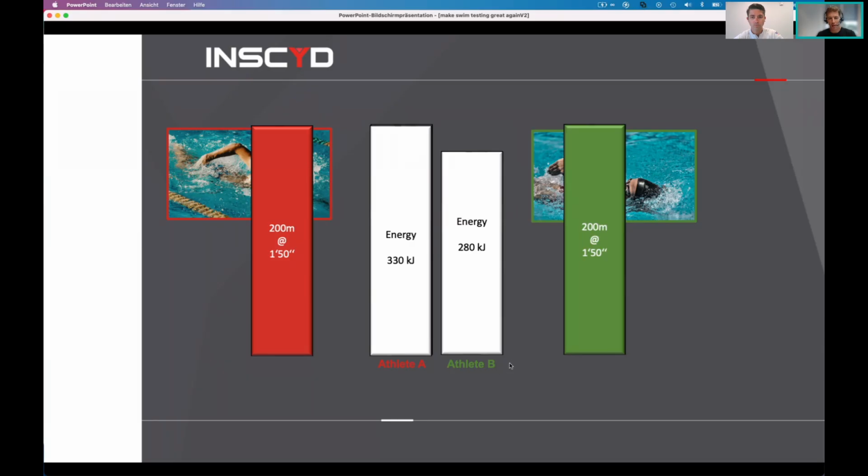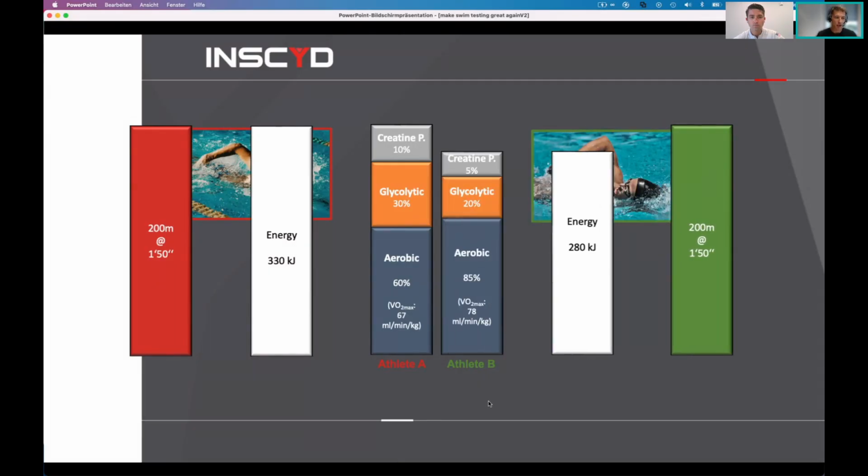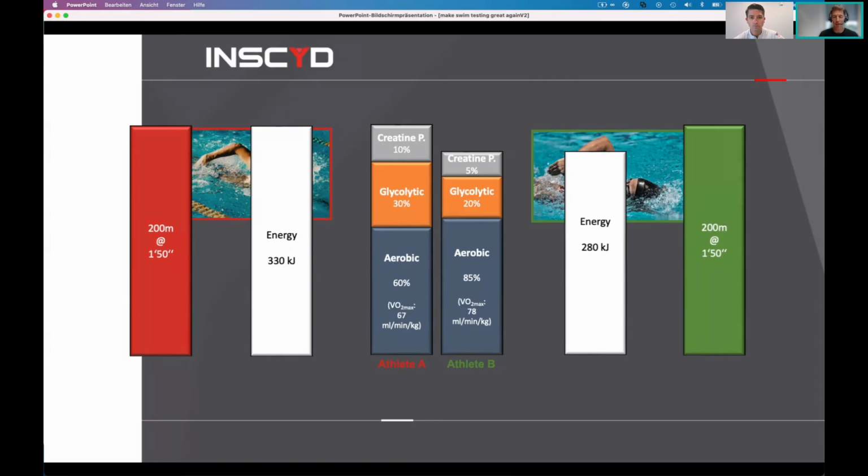The other question that arises is, how is that energy made up? As you will be aware, there are three energy supply mechanisms which can supply this energy. The energy partly comes from creatine phosphate, partly from glycolytic energy sources, and partly from aerobic energy sources. In the first step, the amount of energy can be different, which is what we're going to look at here with swim economy. In another step, the makeup of that energy can also be entirely different. You can have different contributions from the creatine phosphate, glycolytic and aerobic systems.